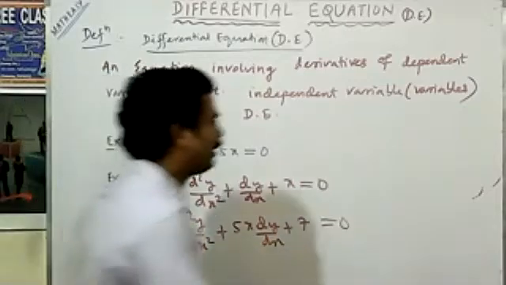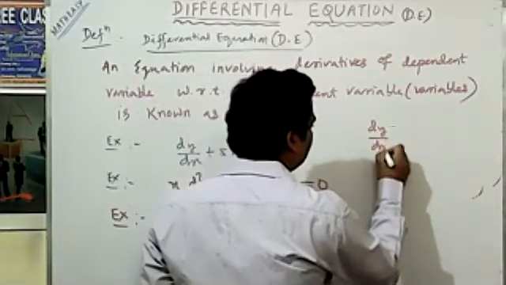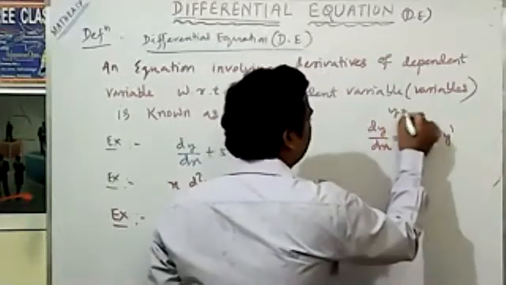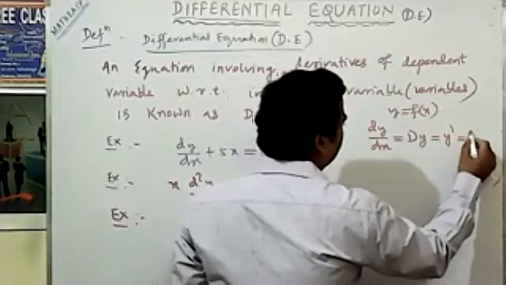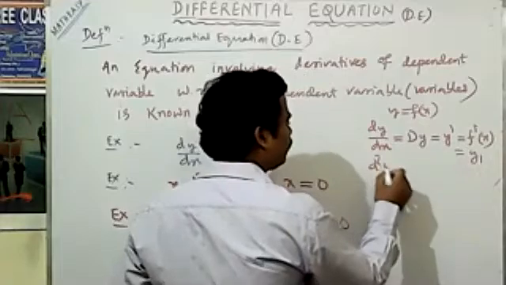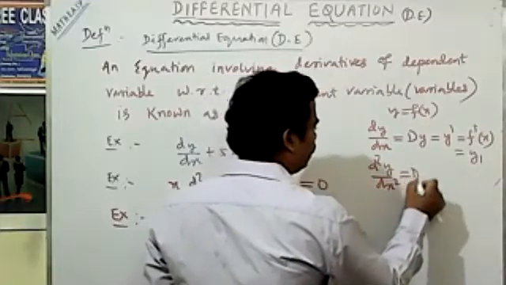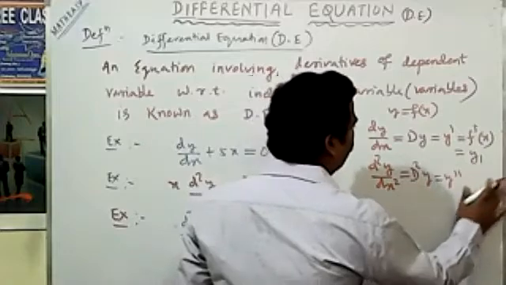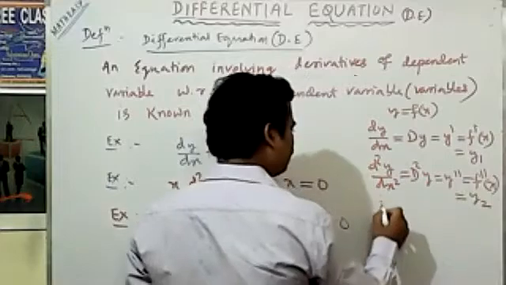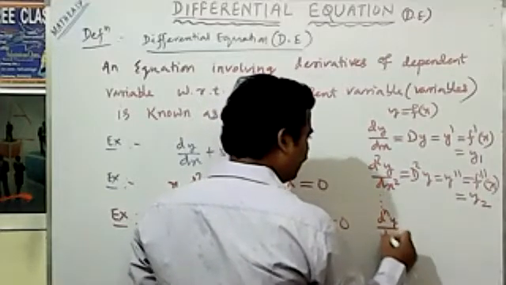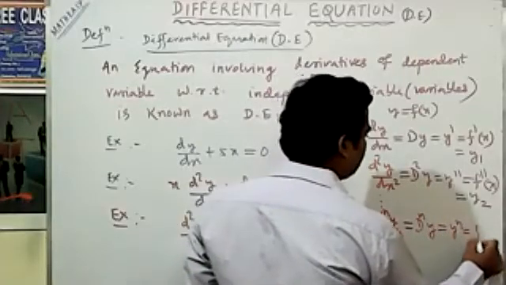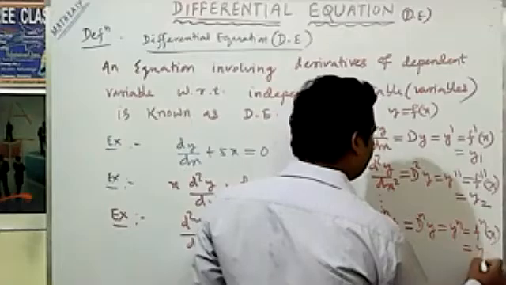What you know exactly: dy by dx is equal to y dash, or if y is equal to f of x, then it is f dash x. Sometimes y1 also. Similarly, d square y by dx square is y double dash, or f double dash x, which is y2. That's why d to the n y by dx to the power n is the nth derivative, f n x, that is y n.